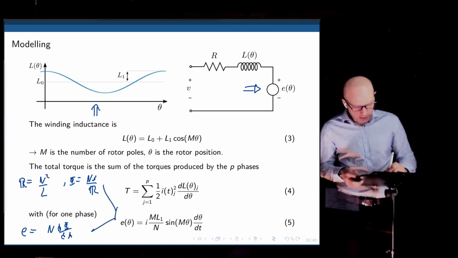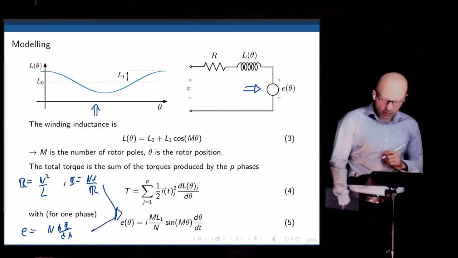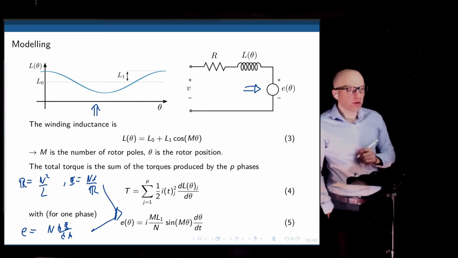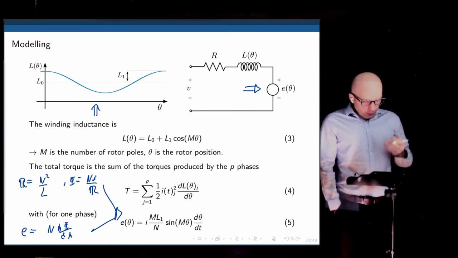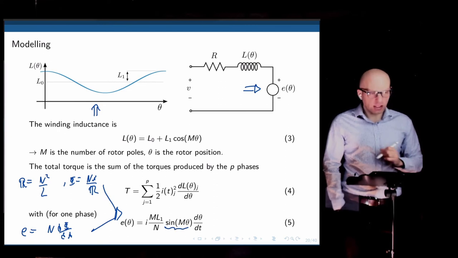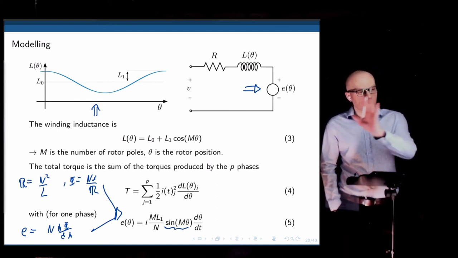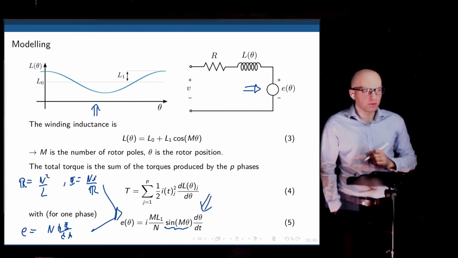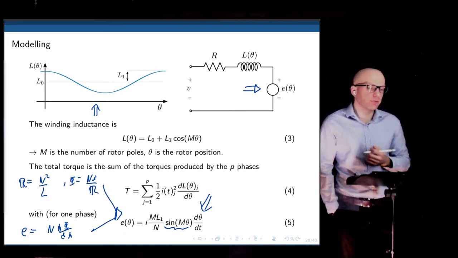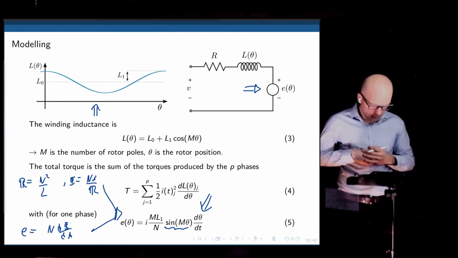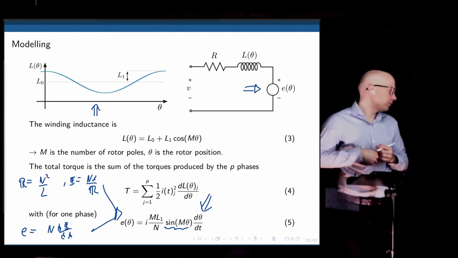And when you combine all that, this is what we see. This is the back EMF generated by the coil. We see that it depends on the strength of the current we apply. It depends on this sine of M theta, which comes from the variations in the reluctance. And it depends on the derivative of the position of the rotor itself. Right, so the speed of the rotor: the faster it rotates, the more back EMF is generated. That makes perfect sense. Did someone have a question?